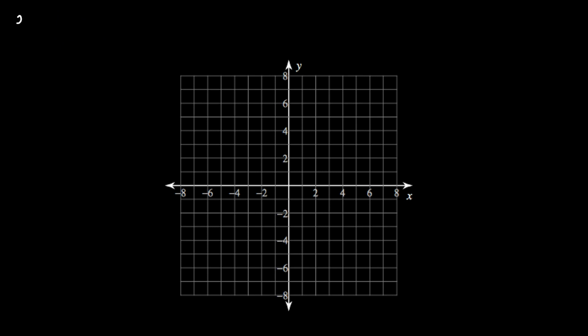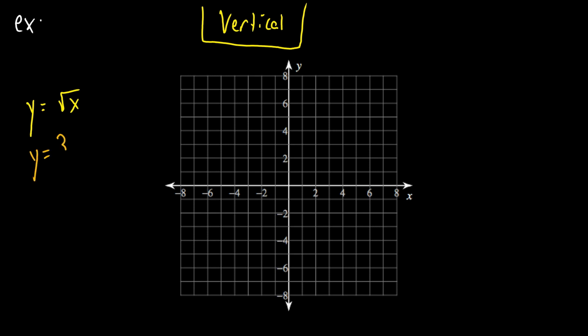All right, now that we've gone over horizontal and vertical scaling, let's go over the vertical scaling component of it, and then we'll combine all three down the road here. So I'm going to write down three different functions. We're going to have y equals the square root of x in yellow, y equals 3 times the square root of x in orange, and y equals 1/3 times the square root of x in green.